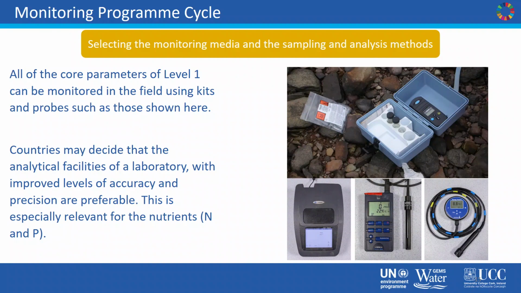So there are field methods available for all of the core parameter groups, but countries may decide that the facilities of a purpose-built analytical laboratory, which have improved levels of accuracy and precision, are preferable. This is especially relevant for the nutrients, nitrogen and phosphorus, especially if we're looking to get down to very low concentrations. Dissolved oxygen, for example, can be fixed in the field and analysed in the lab, but the most common method is to use a dissolved oxygen probe in the field.